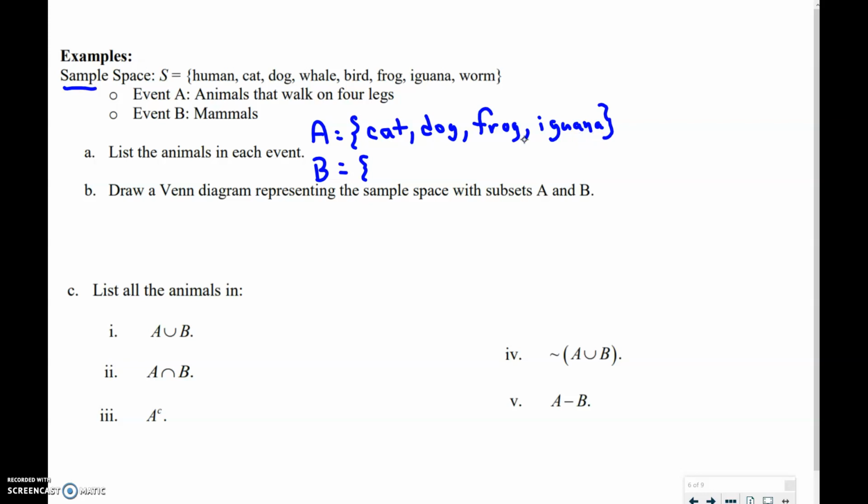Okay, so mammals. Event B is mammals. What do we got? We got the human is a mammal. Cat is a mammal. Dog is a mammal. Whale is a mammal. Bird, not a mammal. Frog, not a mammal. Iguana, not a mammal. Worm, not a mammal.